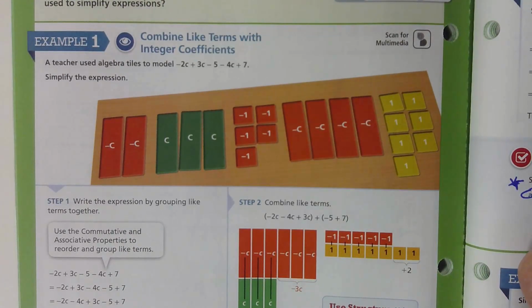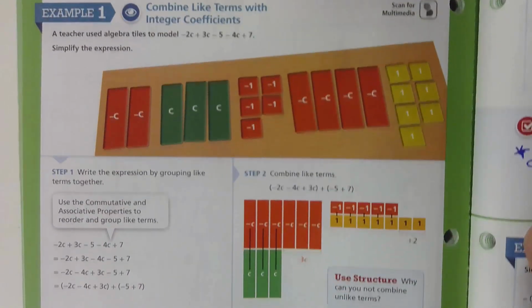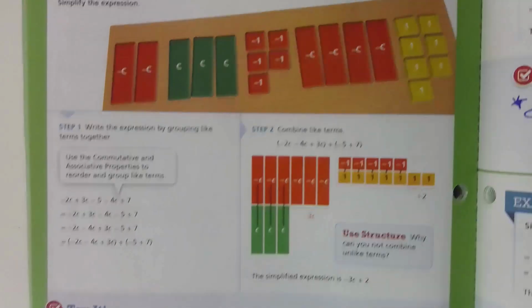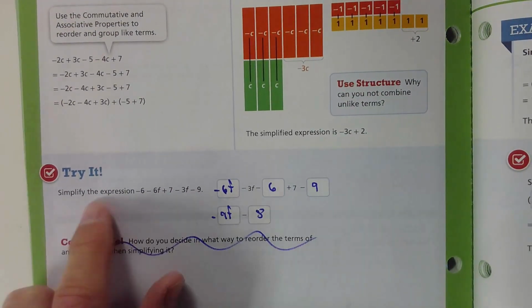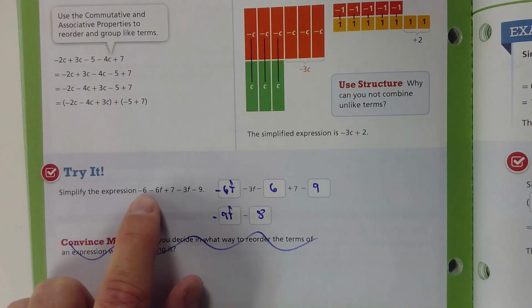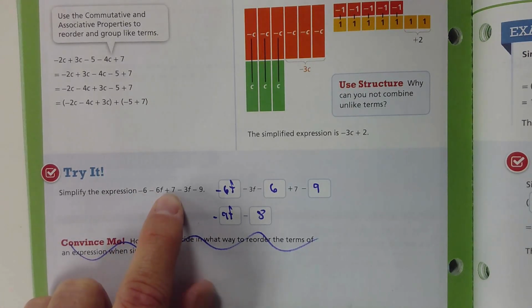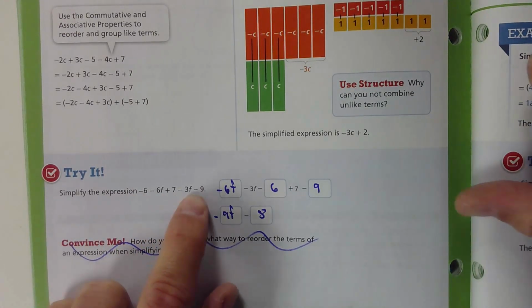But now the terms have fractions and decimals. So you can look at the first example if you want. The try it, I already had you guys copy down the answers for that. So it says simplify the expression -6 minus 6f plus 7 minus 3f minus 9.